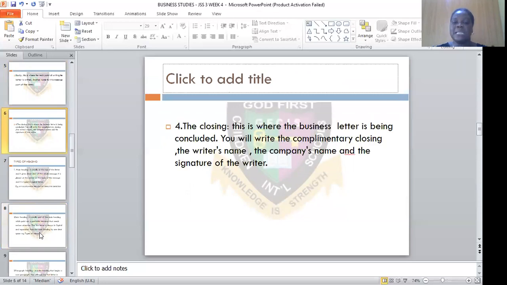Then you have the closing. The closing has to do with the letter coming to an end. So you wrap it up and conclude it by writing your own name and your own signature.